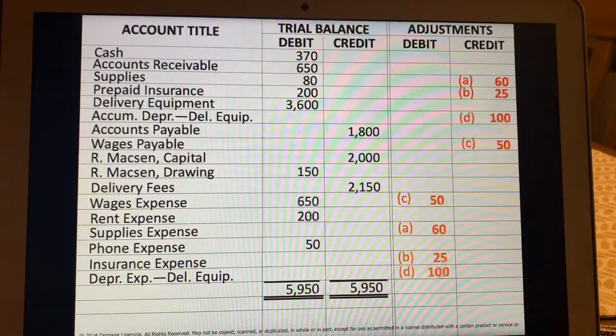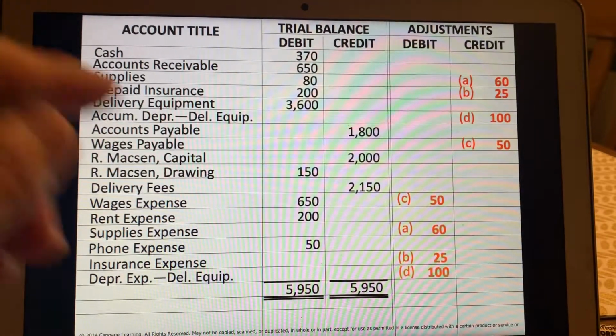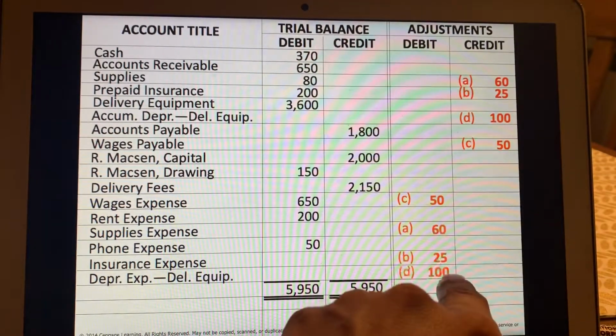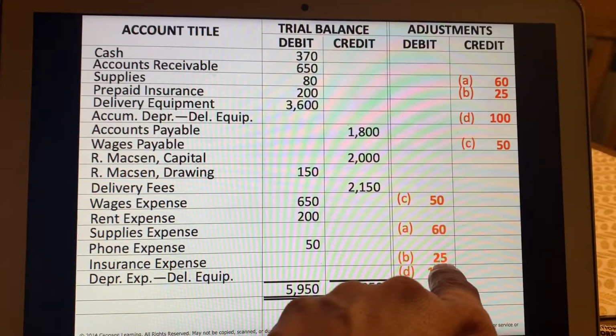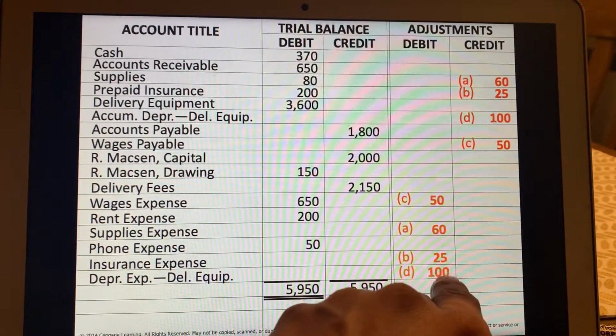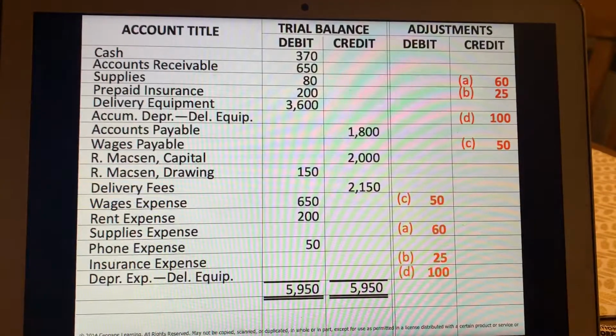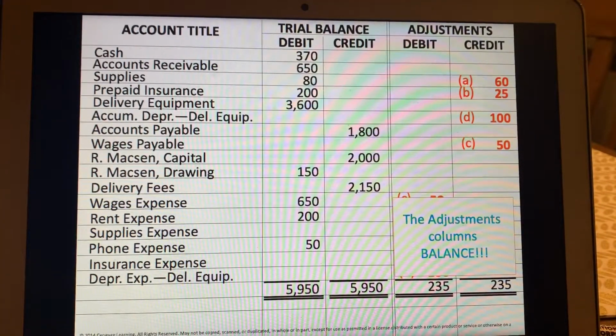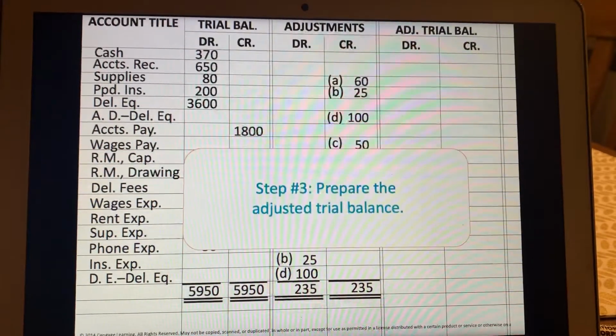And let's see the next one. Oh wow, I jumped and did all of them. So here's our wage expense. Here's our wages payable. Here's our $25 of prepaid insurance that was expensed out. And here's our accumulated depreciation. So they're all listed. And down here at the bottom, 235 equals 235. Remember, they always have to balance.